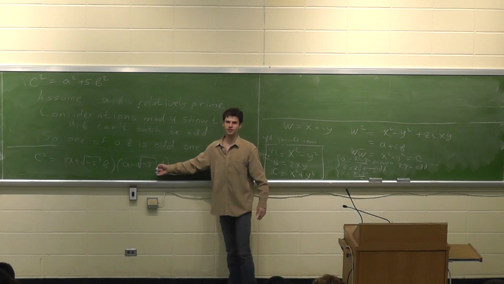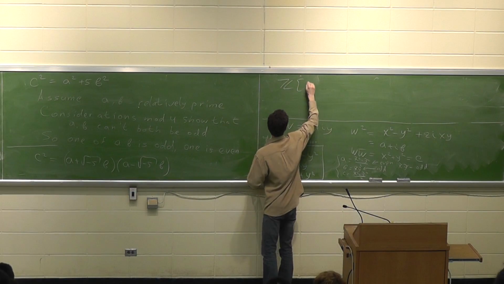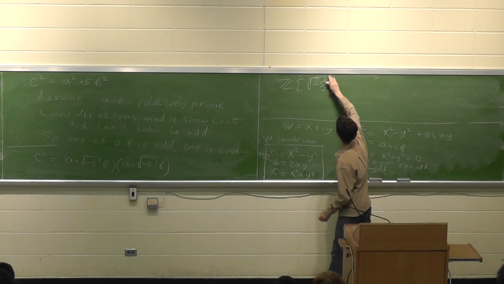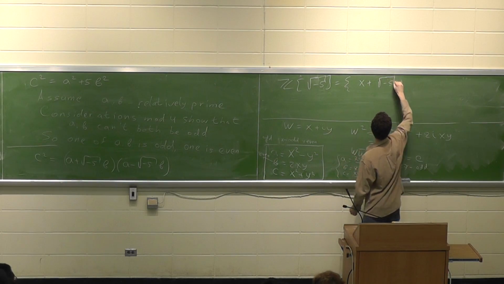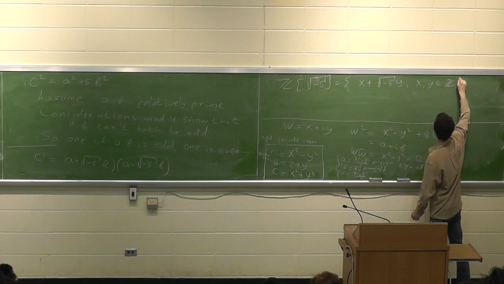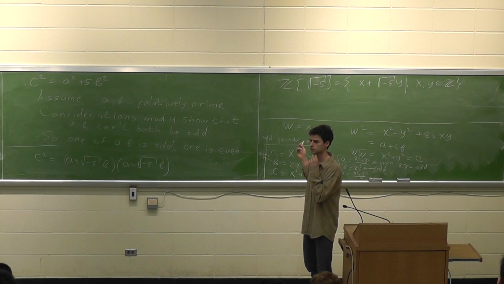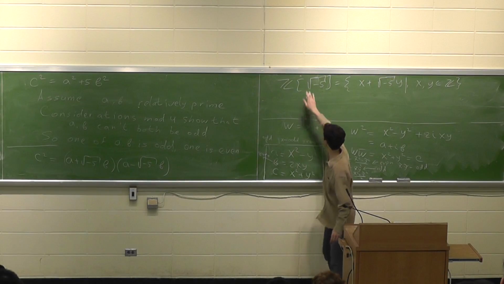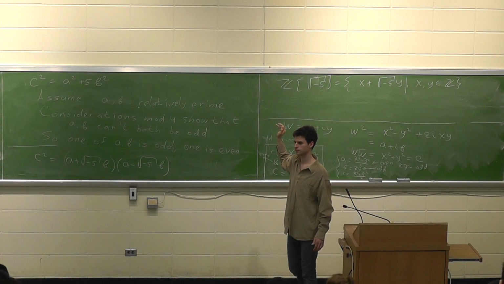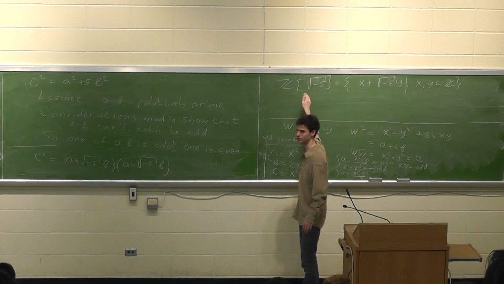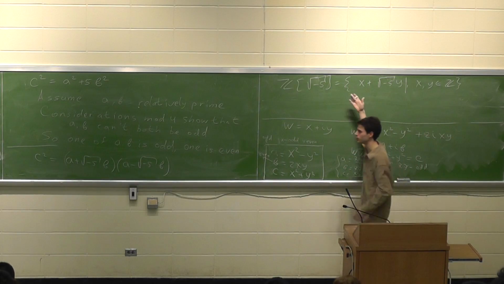So I can make this factorization, but the kind of numbers that I'm working with will be like this. It's all the integers together with square root of minus 5. It's the set of such numbers: x plus square root of minus 5 times y, where x and y are integers. It's not a field, but it's a ring. You cannot divide in it. But these are the kind of numbers that we will be working with.